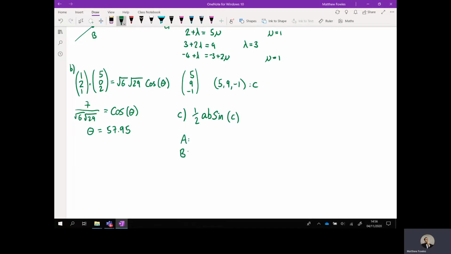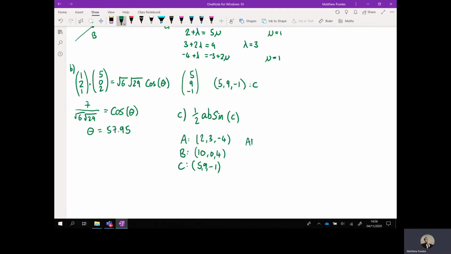To do this, we need the actual coordinates of A, B, and C in order to find the length of the vectors between them. C we have already calculated in part A as being (5, 9, -1). A is the coordinate (2, 3, -4), which is the value of the first line when lambda is equal to 0. And B is equal to (10, 0, 4), which is the value of the second line when mu is equal to -1.